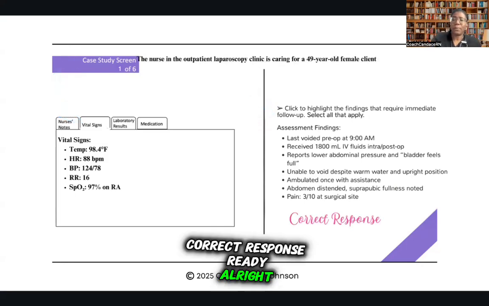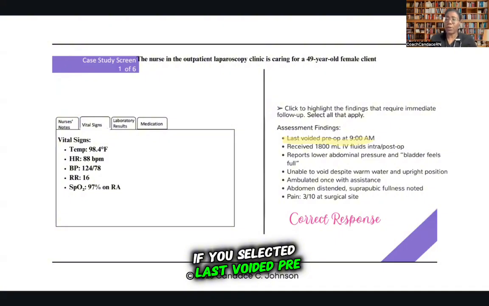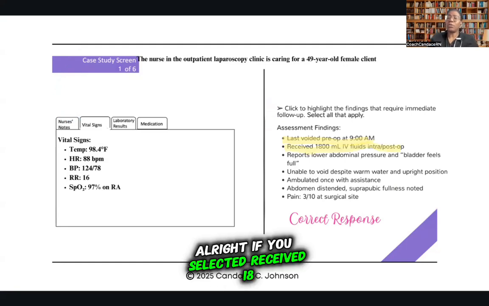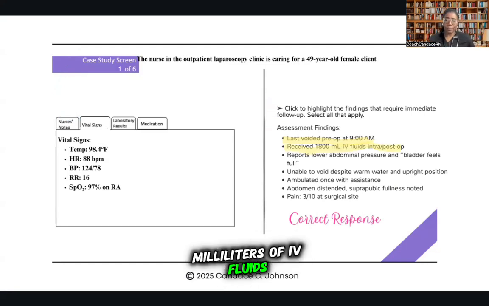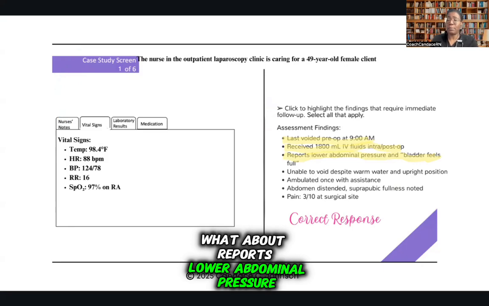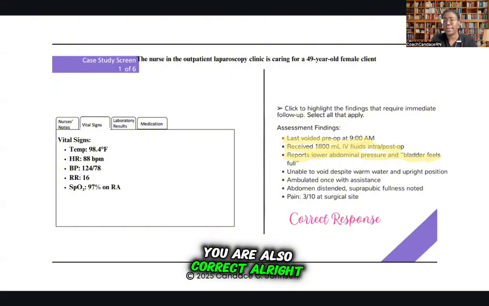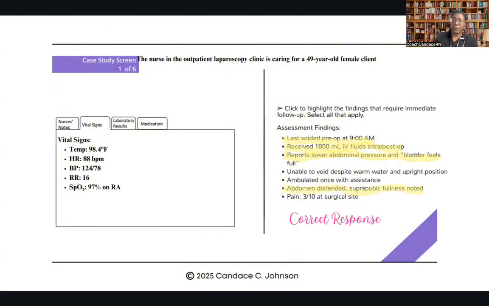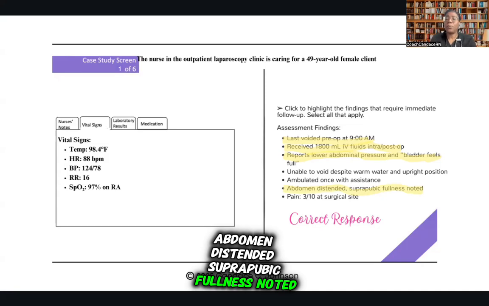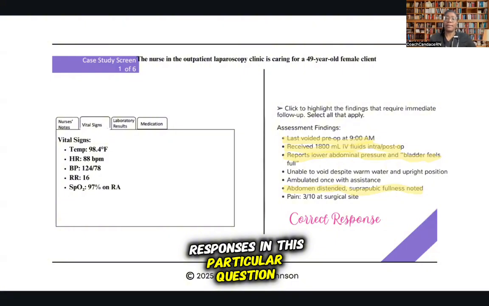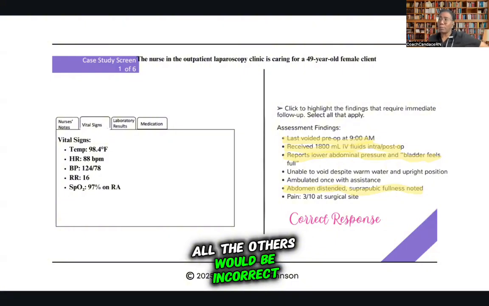Correct response, ready? All right, if you selected last voided pre-op at 9 a.m., that would be correct. If you selected received 1,800 milliliters of IV fluids intra and post-op. Okay, what about reports lower abdominal pressure and bladder feels full? Absolutely. If you selected that, then you are also correct. And then abdomen distended, suprapubic fullness noted. All right, those are the correct responses in this particular question. All the others would be incorrect.